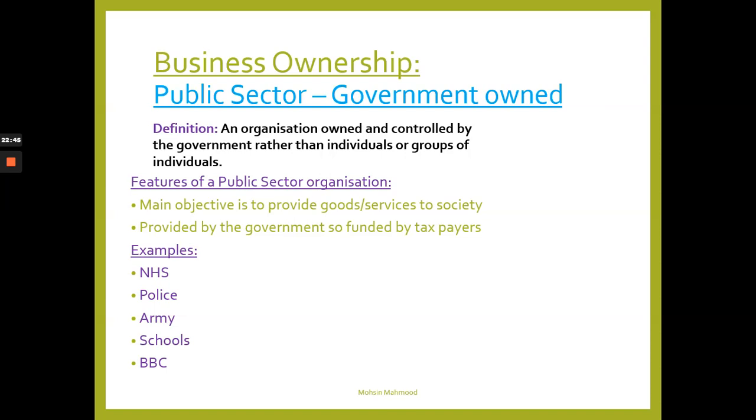Individuals or businesses will pay tax, and this tax is then funded through the government. All these organizations are then funded through taxpayers. So we've got some examples: the NHS, police, the army, your defense, schools, so education, and the BBC, your news outlet, like BBC One and BBC Two, and that's why you don't see any advertisements on them.